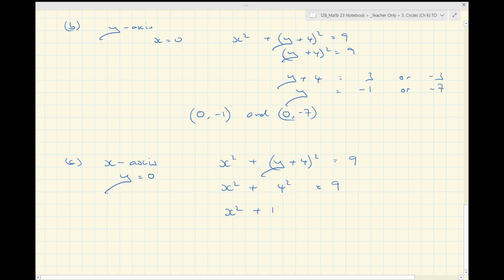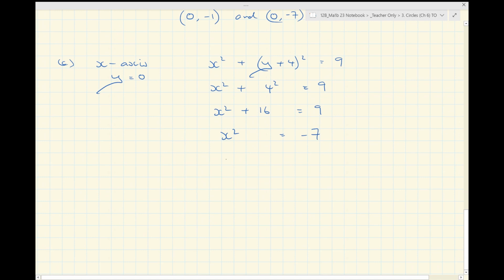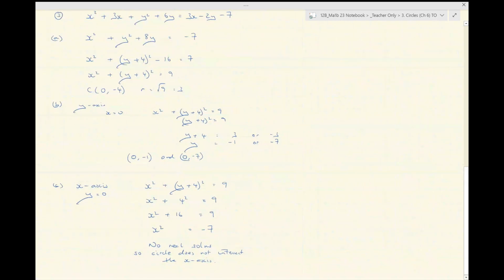x squared plus 16 equals 9. Just a moment, that means that x squared would have to be minus 7. Well, there aren't any real solutions to that equation. No real solutions. So the circle does not intersect the x-axis. Okay, that's question C done, and that is the end of question 3.